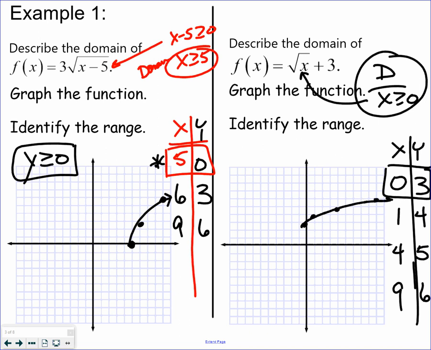And so again, it makes half a parabola. It makes like a ray. It only goes in one direction. Do not put an arrow on both ends. Only put an arrow on one end.